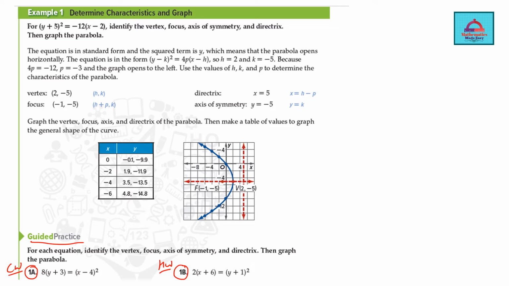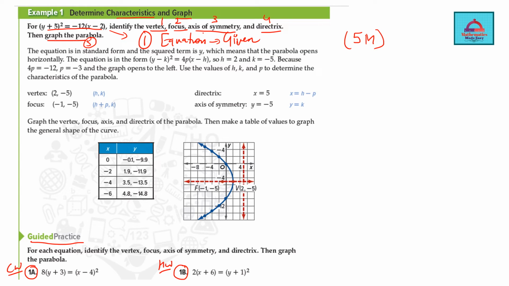The question is on determining characteristics and finally graphing the parabola. Here the equation is given to you. So this is the first type of question that can come, where the equation of the parabola is given to you, and it is already in standard form, and from there you have to identify number 1 vertex, number 2 focus, number 3 axis of symmetry, number 4 directrix, and then number 5 finally you have to graph the parabola. This kind of question will come for a long question, 5 marks. Let's see what kind of things we can expect.